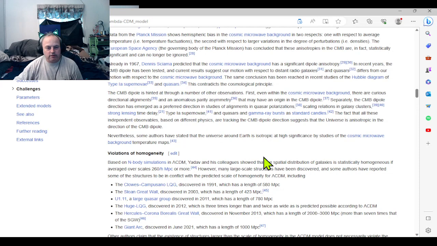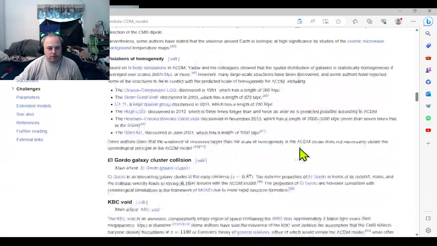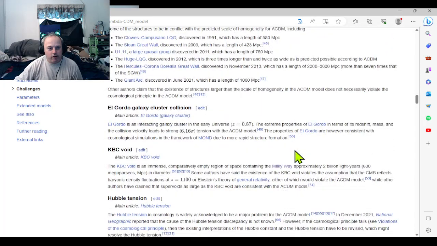The state of the universe around Earth is isotropic at high significance by studies of the cosmic. I think it's just normal energy that's normally there. Universe, redshift, mass collision, velocity, strong tension, due to more rapid structure formation, super voids.